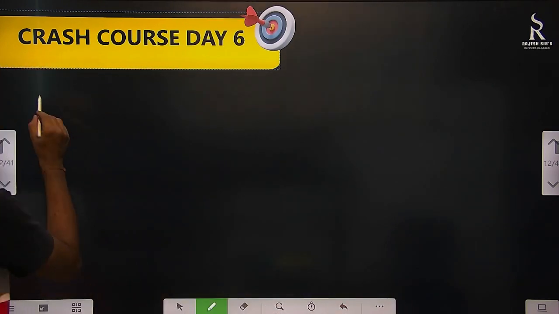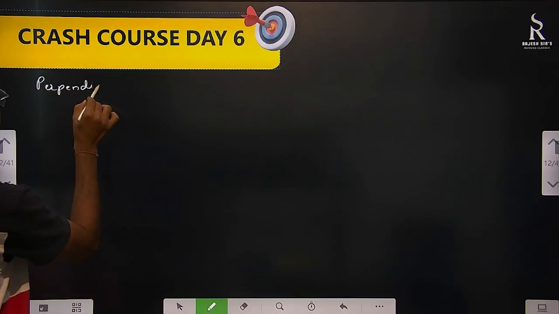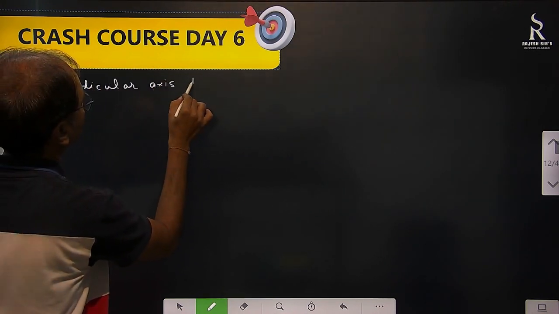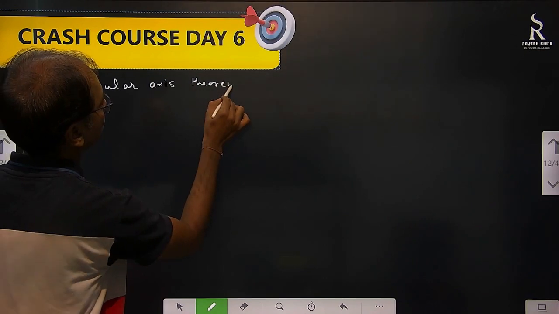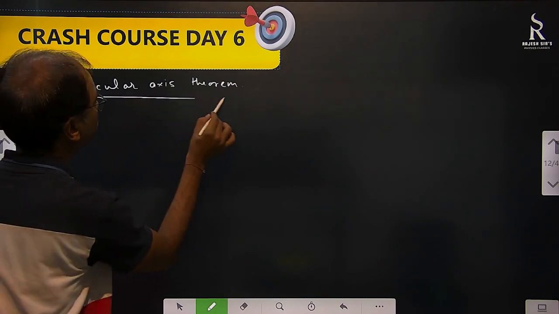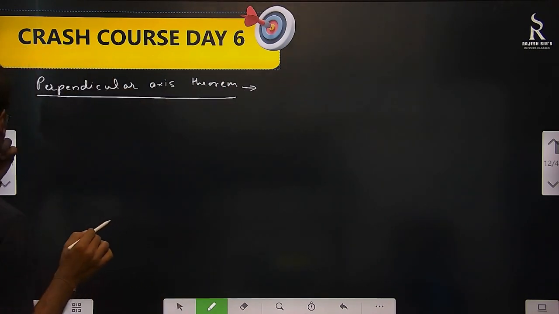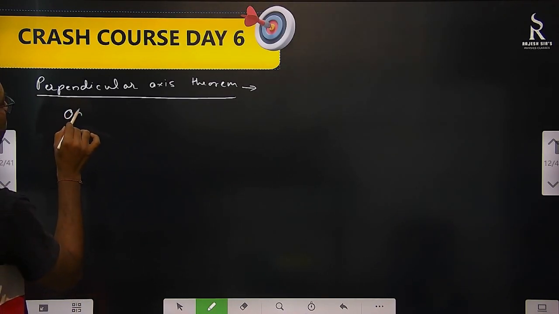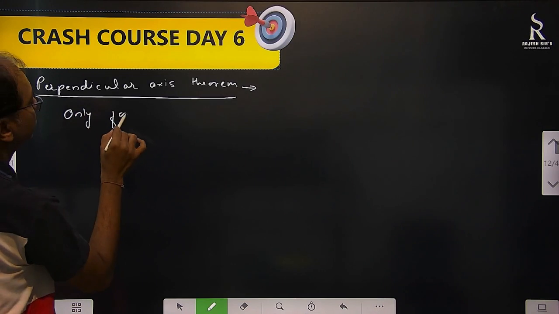So perpendicular axis theorem is what? Now this you cannot apply everywhere. This is not applicable on every object. This is only for two-dimensional objects. Only for 2D objects.